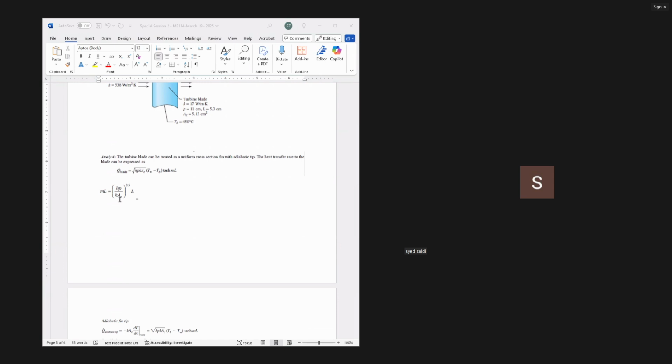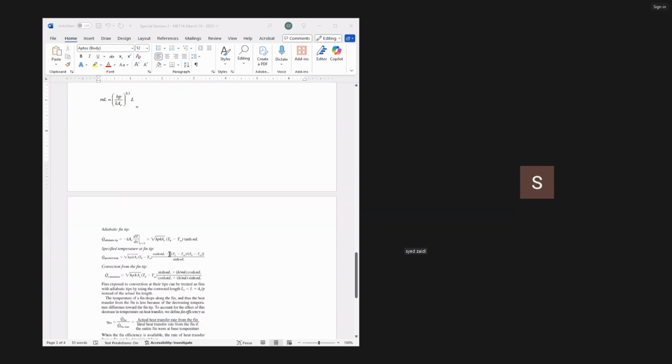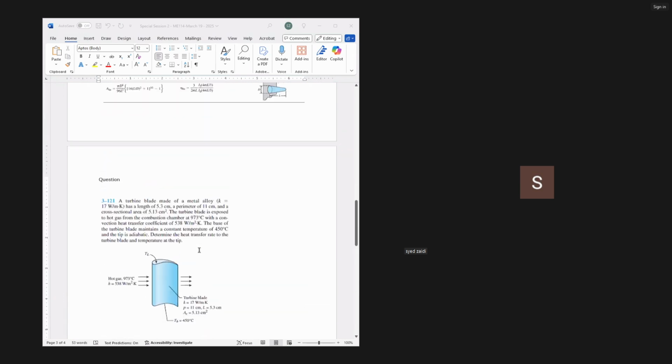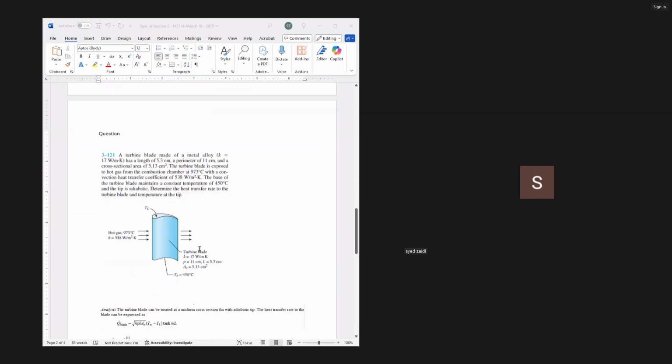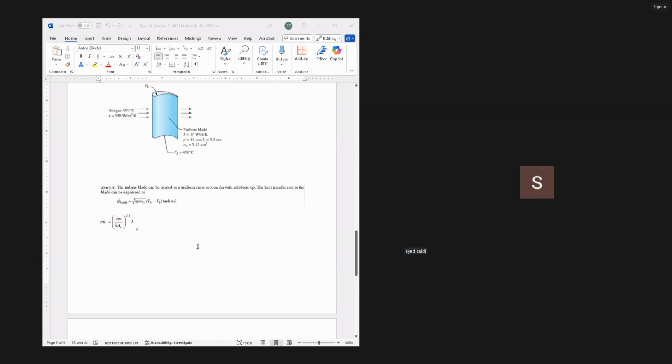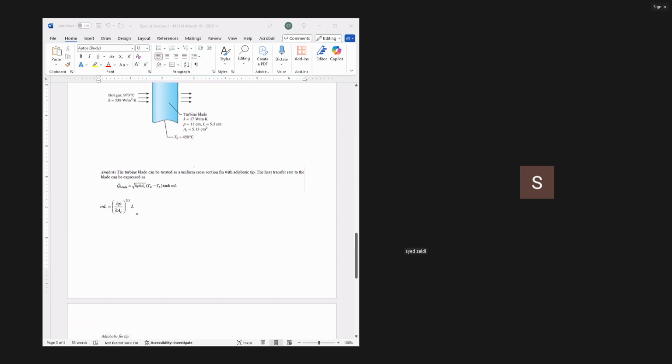HP over KAC, adiabatic fin with, just give me 1 minute, I have to find out the value of M. So 2H over HP over, okay, so this is the parameter which is given. I found it here.